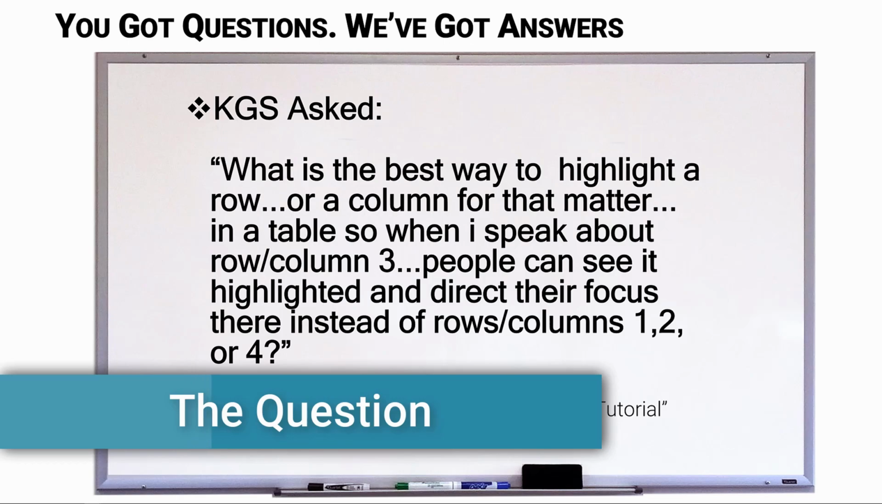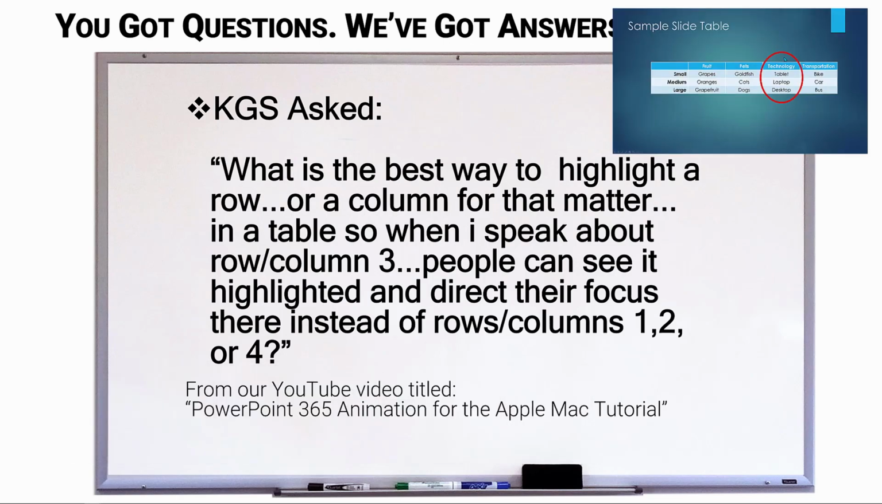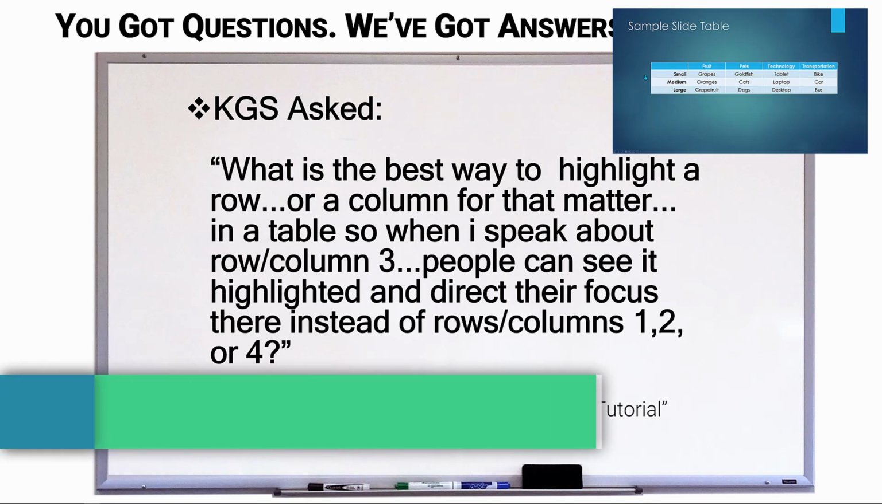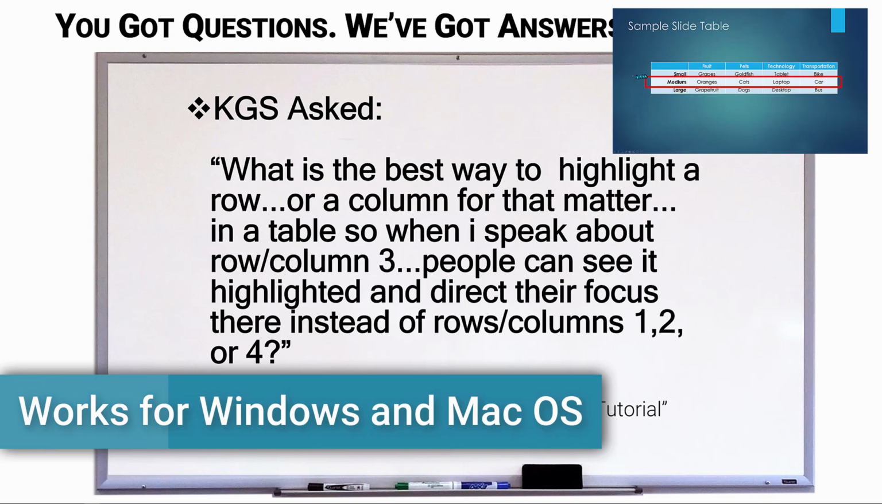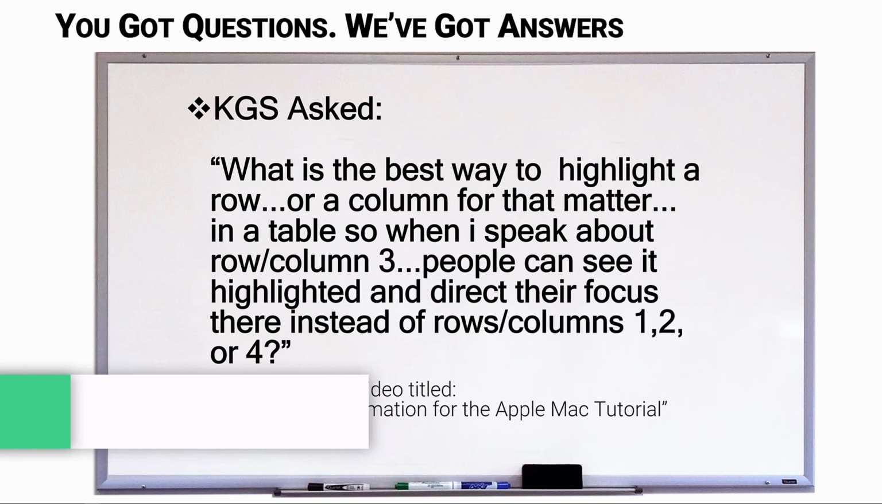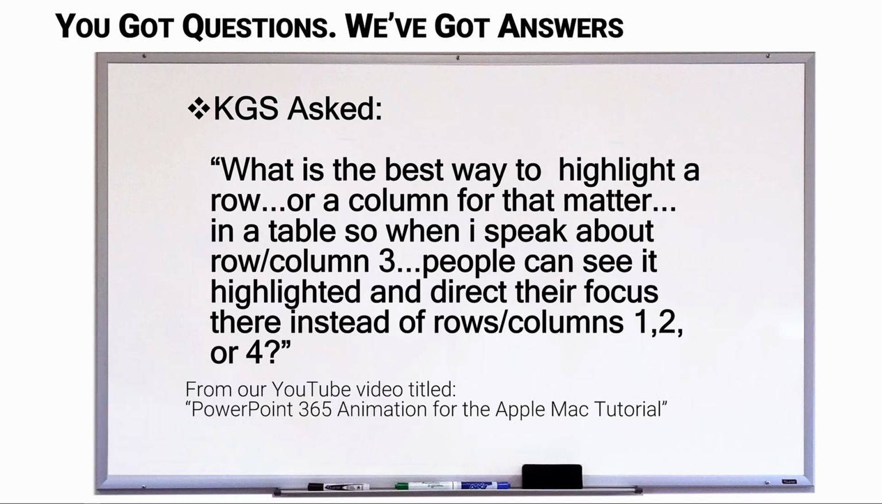KGS wants to be able to, on demand, highlight a row or a column on a table during a slideshow presentation and be able to jump to any row or column in any order to focus the attention on the specific set of data. The question came from our PowerPoint 365 animation for Apple Mac tutorial listed above, and our solution will work with both Windows and Mac. Once you see it, the technique should open your eyes to many other creative uses of the PowerPoint Zoom tool.